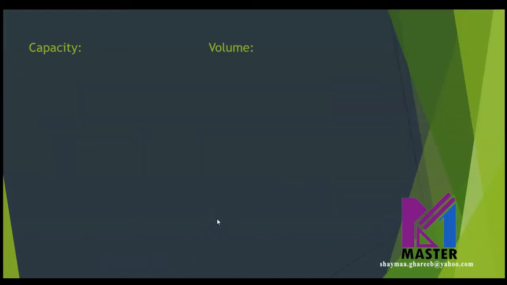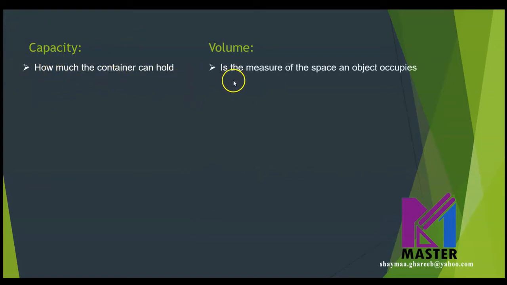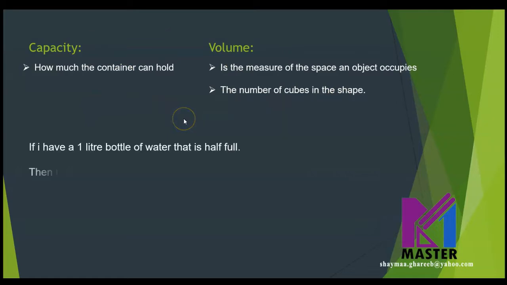Now let's compare between capacity and volume. Capacity means how much the container can hold, but volume is the measure of the space an object occupies, or we said it is the number of cubes in the shape. So I hope the difference between capacity and volume is clear. Let's see this example to make it more clear.